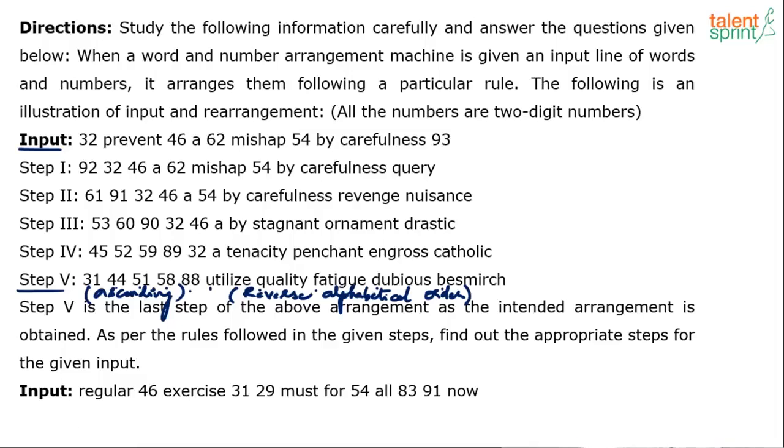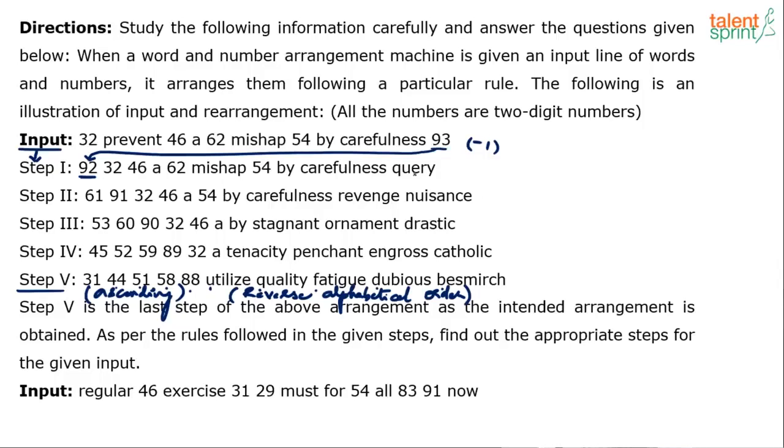Anyway, let's look at what has happened from input to step 1. The input has these things. Now look at what happened in step 1. We have got 92 in the first position. Now we don't know where 92 has come from. But the closest number I can observe is 93, which actually is missing in step 1. Which means 93 has been brought to the first position and it has been reduced by 1. 93 becomes 92. Look at what happens after that. 32 is as it is. Prevent has been moved. Prevent has gone somewhere else. But then we have 46, 62, mishap, 54, by, carefulness as they are.